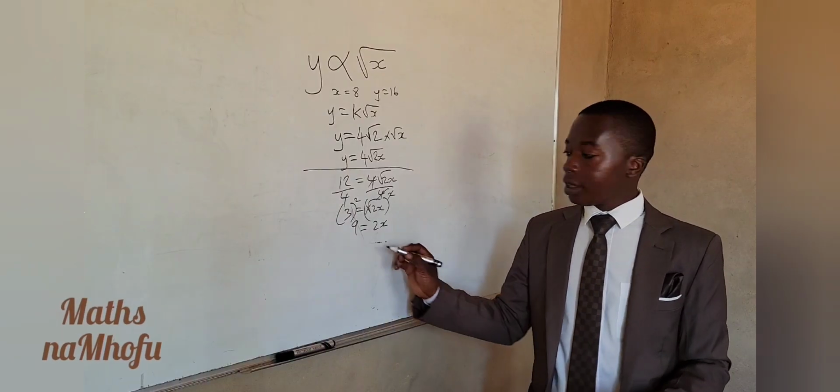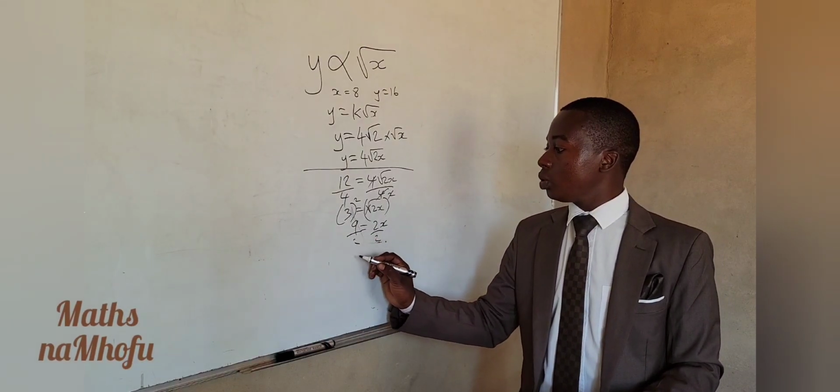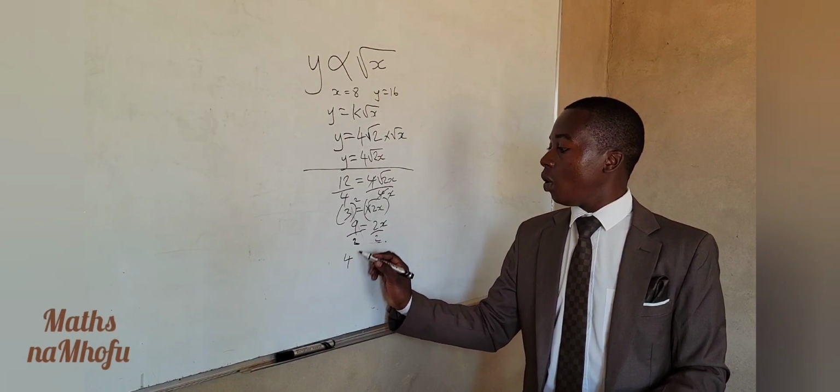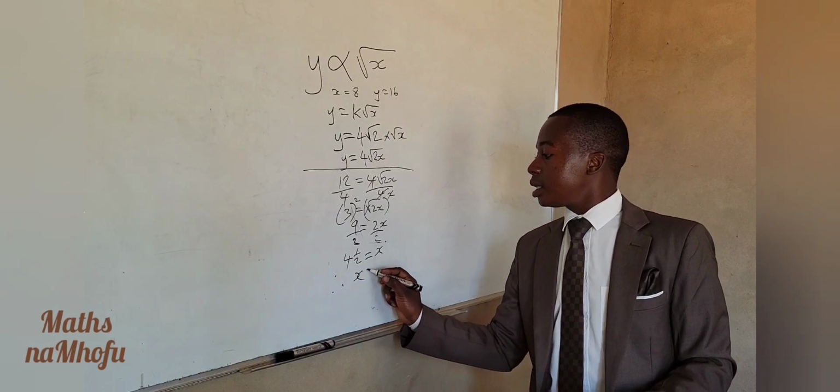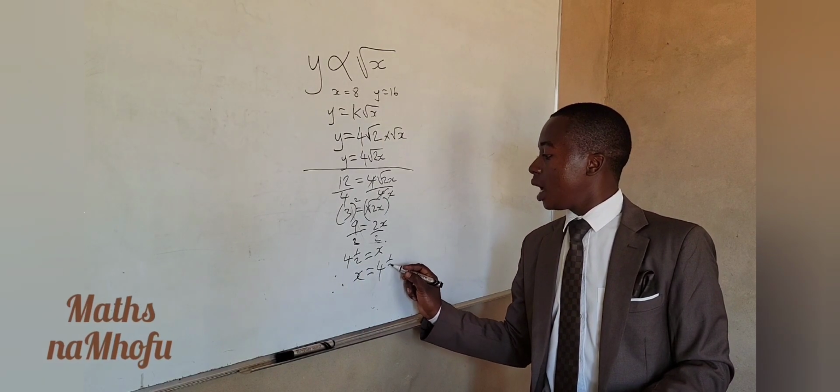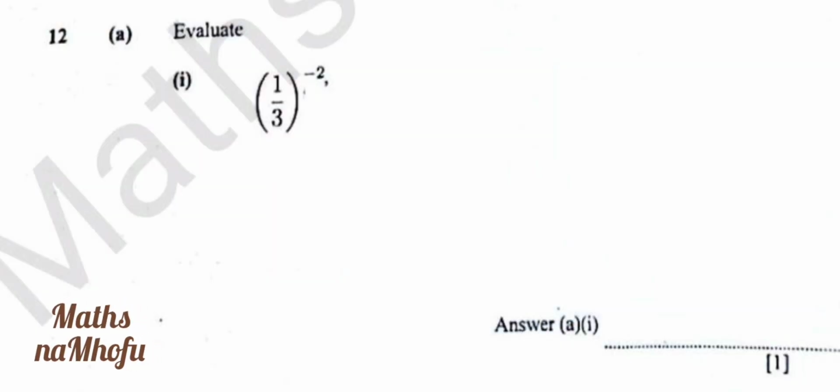Are we together? Then we divide both sides by 2, and you end up with 4 and a half equals x. Therefore, x equals 4 and a half. As simple as all that. That will be our final answer. X equals 4 and a half.